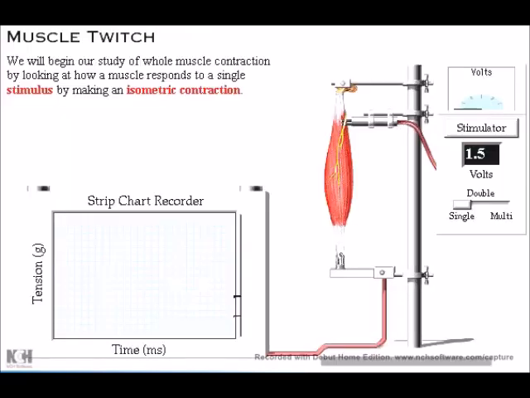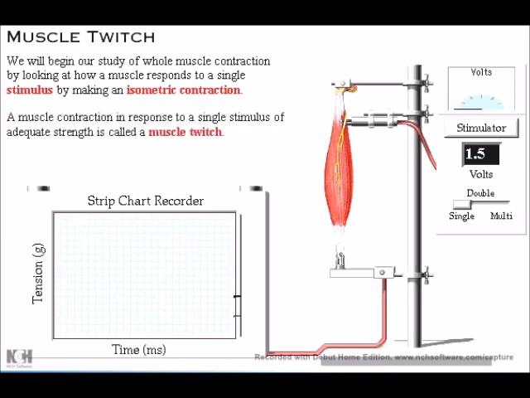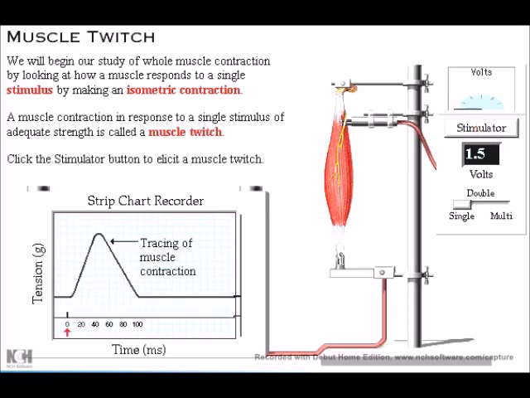We will begin our study of whole muscle contraction by looking at how a muscle responds to a single stimulus by making an isometric contraction. A muscle contraction in response to a single stimulus of adequate strength is called a muscle twitch. Click the stimulator button to elicit a muscle twitch. The graph shows a tracing of the muscle contraction. The short vertical line marks the time when the stimulus was applied to the muscle. If you would like to see this animation again, click the stimulator button.